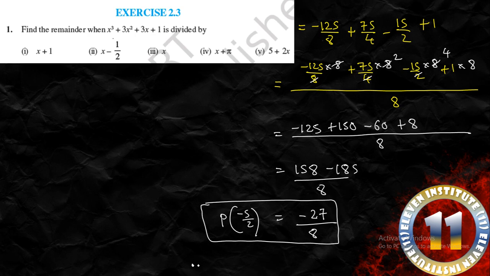We can write therefore remainder is minus 27 upon 8. Clear? Please pause the video and write this down in your CV.